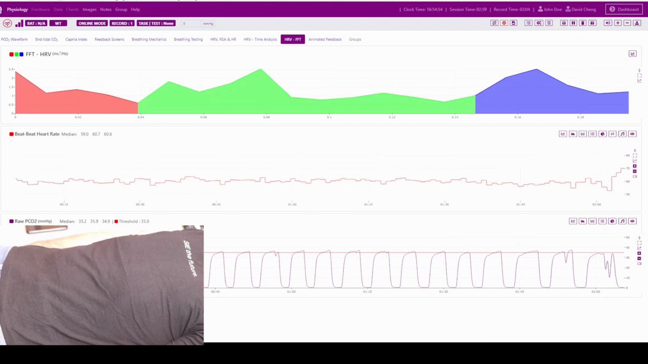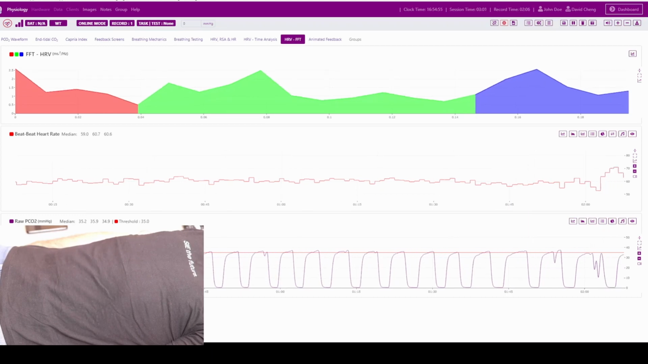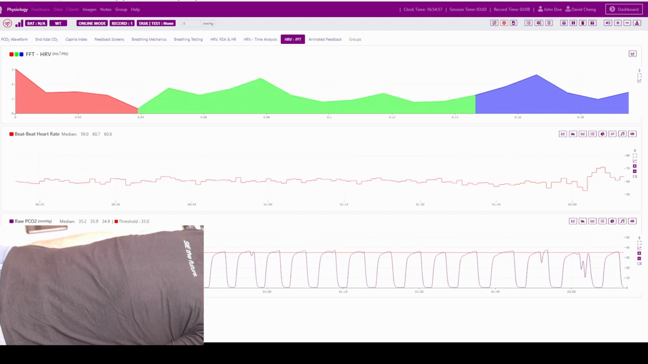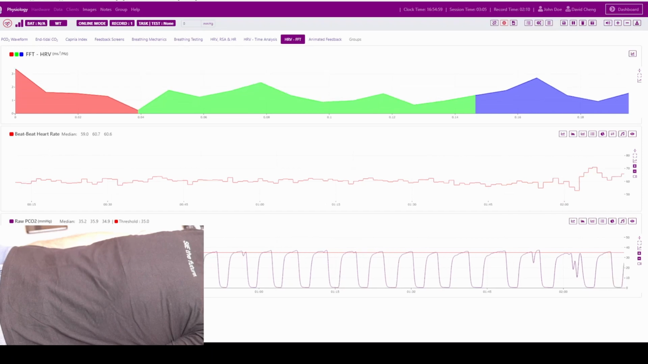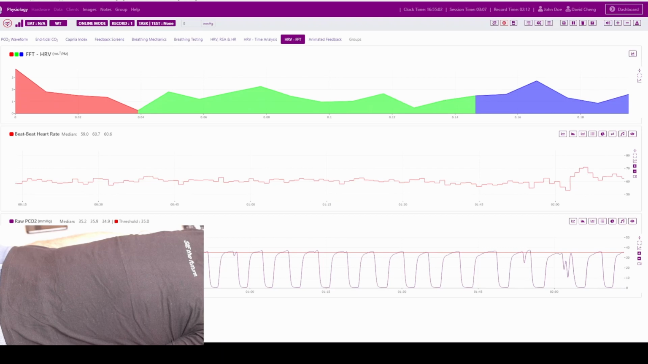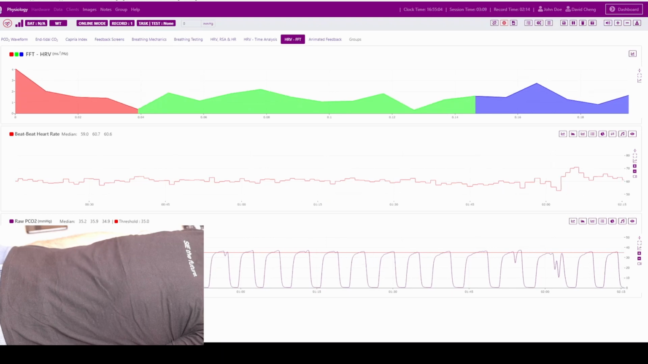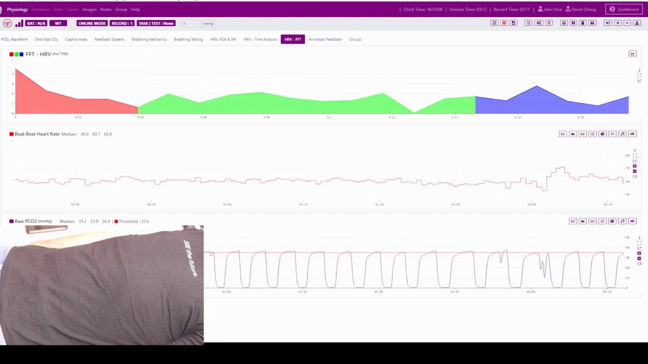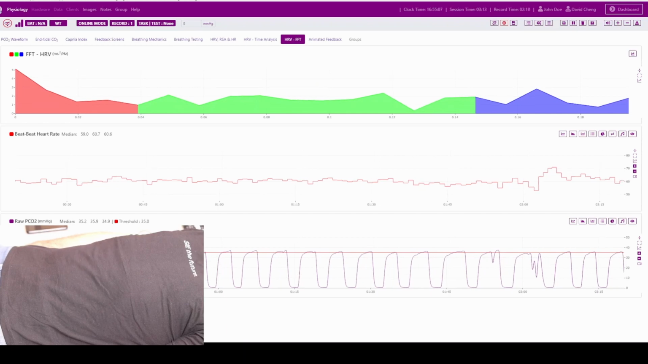Hi everyone. Many of you have been asking how to do resonant frequency breathing. John is here with us for the demonstration today. What you'll notice on the screen right now is that John is on the bottom left-hand corner.